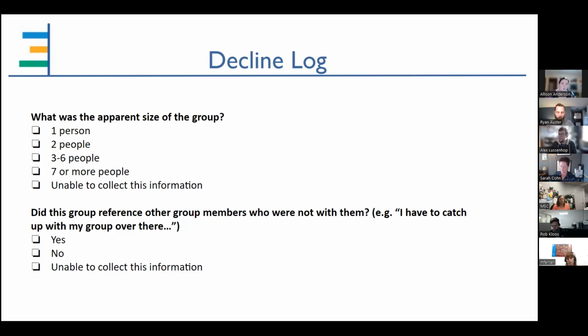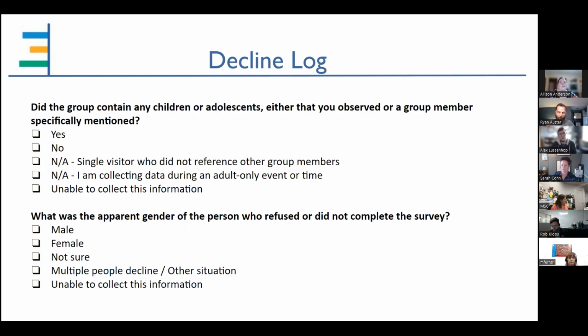Usually it's pretty straightforward. We ask whether or not there were any children in the group, which lets us look at the types of groups. Are they adult-only groups? Are they family and multi-generational groups? We ask about perceived gender. What was the apparent gender of the person who refused or did not complete the survey? We do know that this is imperfect, but this was largely in response to research that shows that women are generally more socialized to say yes to things and say yes to the survey. And so that was something that we wanted to check in understanding our data.